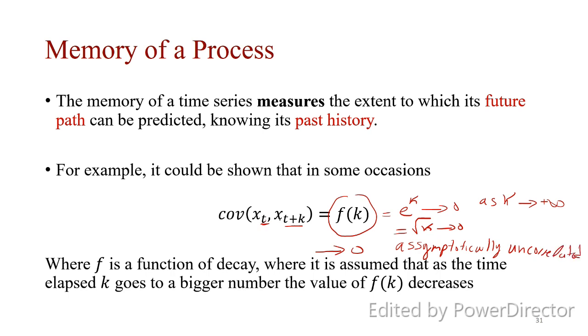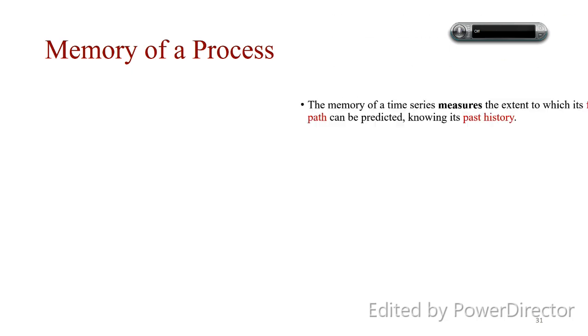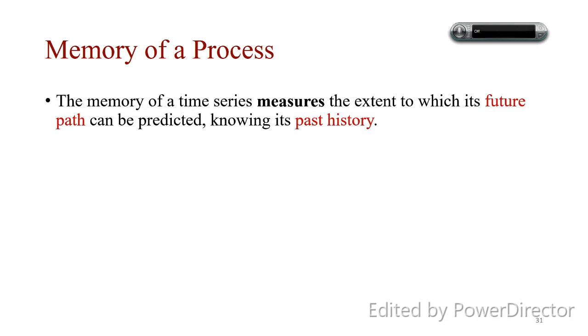Why? Because the covariance structure between two things, when the time elapsed between them goes to infinity, things become not related. Okay, so let's give a graphical explanation of what we mean by asymptotically uncorrelated.